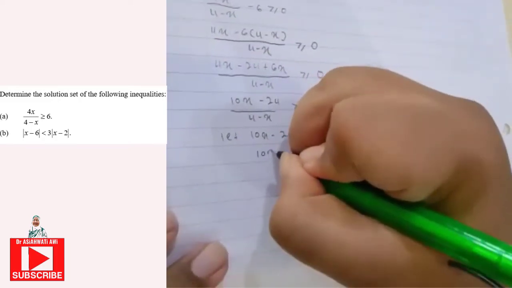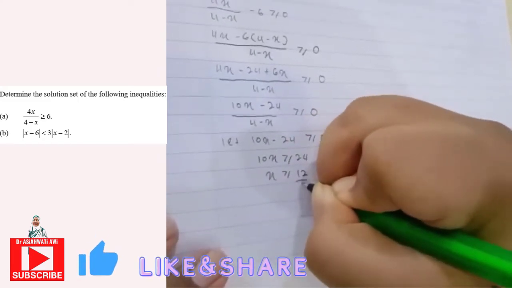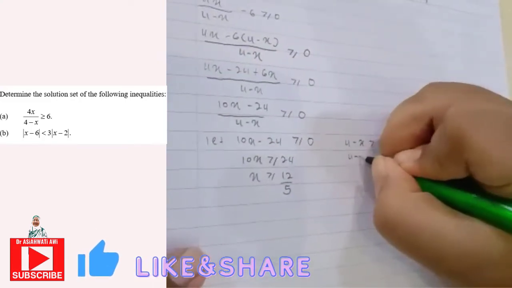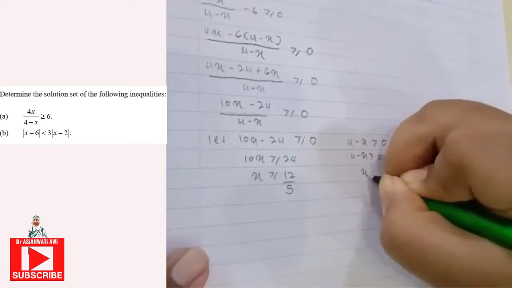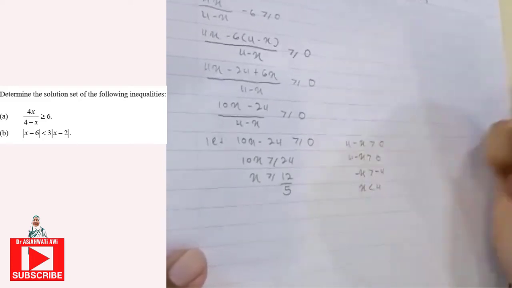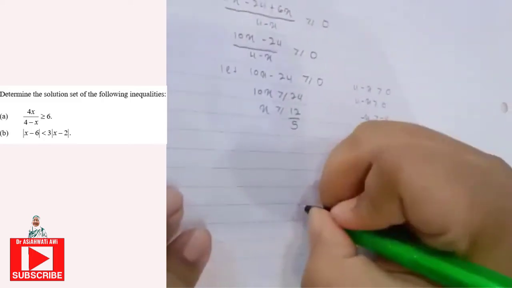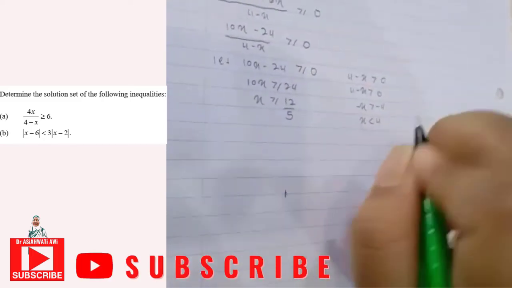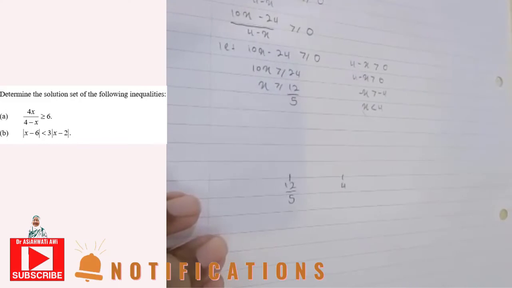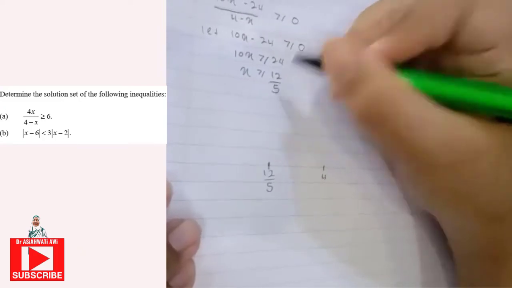So 10x is more than or equal to 24, x is more than or equal to 12 over 5, since we can divide by 2. So based on 4 minus x more than 0, negative x is more than negative 4, x is less than 4 since we divide by negative 1. So based on these two inequalities, we can draw it like this. So x is more than or equal to 12 over 5.